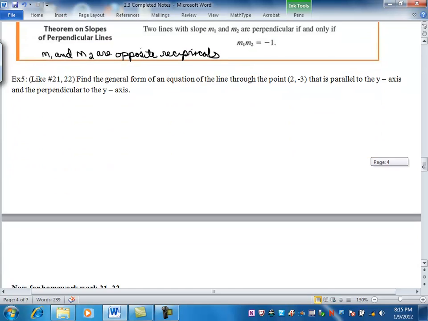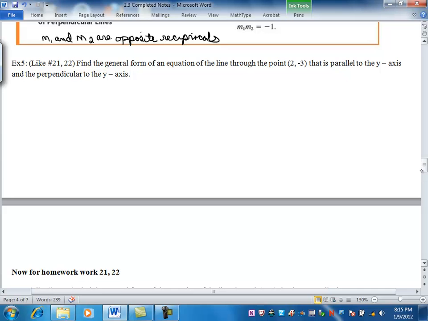And so looking here at example 5, which is similar to 21 and 22, find the general form of an equation of a line through the point 2, -3 that's parallel to the y-axis and then one perpendicular to the y-axis. Well, let's see. Here's our point 2, -3. Now a line that's parallel to the y-axis is going to look like this. We know that vertical lines have the form x equals 2. Okay, so all vertical lines are x equals whatever constant.